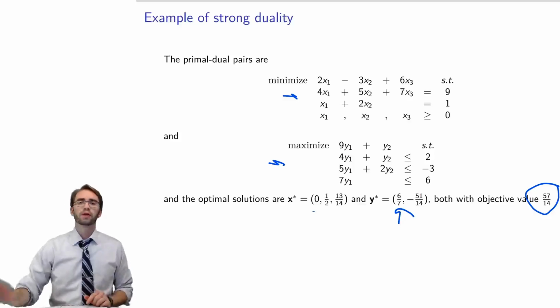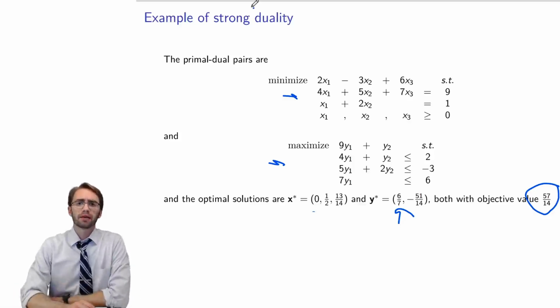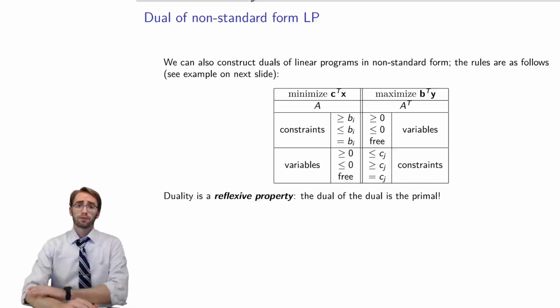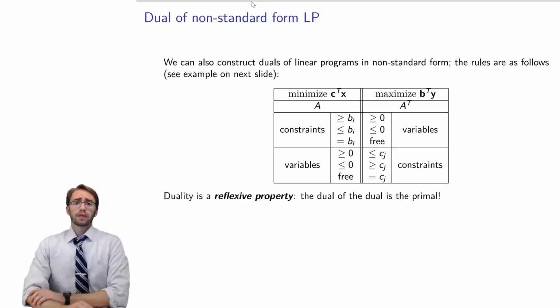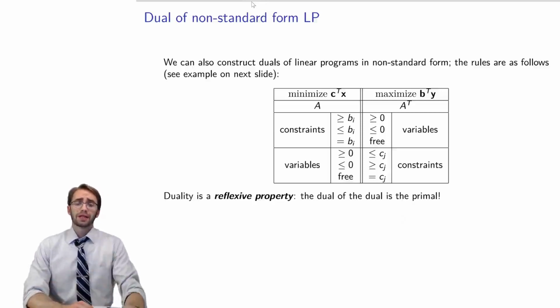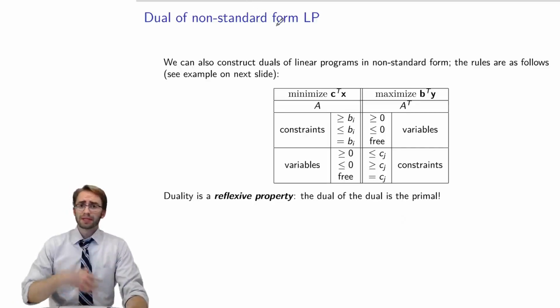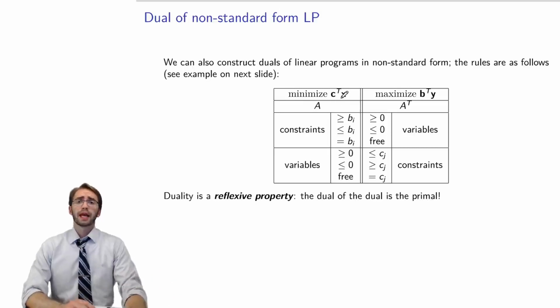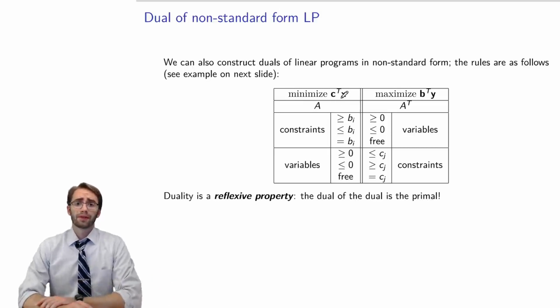Before I do that, though, I want to say that this is not at all confined to the domain of standard form problems. In fact, we can take the dual of any kind of linear program. Minimization, maximization, constraints could be inequalities, or variables could be negative or positive or whatever we like, and we'll look through an example of how this works.